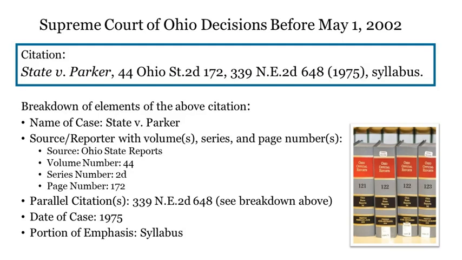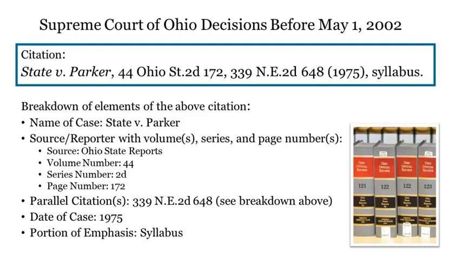The citation is here in the box, and I'm going to tell you what you're looking at when you see that citation. So this is telling you you can locate this case on page 172 of volume 44 of Ohio State 2nd. The parallel citation indicates you may also find this case on page 648 of volume 339 of Northeastern 2nd, with a direction to see the syllabus.